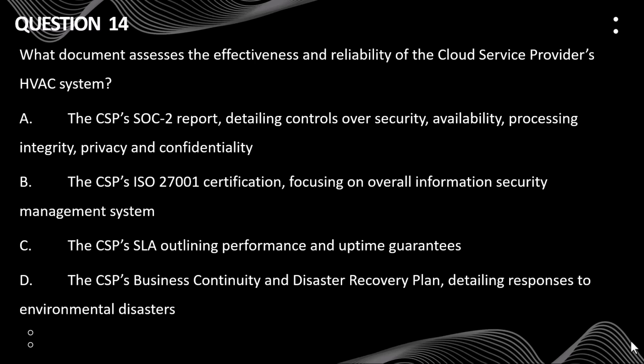A. The CSP SOC 2 report detailing controls over security, availability, processing integrity, privacy, and confidentiality. B. The CSP ISO 27001 certification, focusing on overall information security management system. C. The CSP's SLA outlining performance and uptime guarantees. D. The CSP's business continuity and disaster recovery plan detailing responses to environmental disasters.